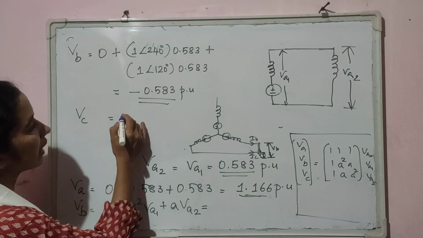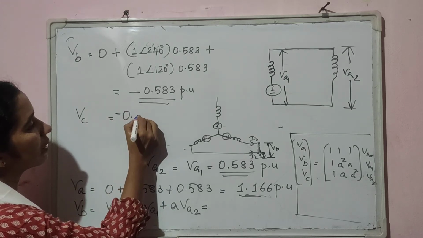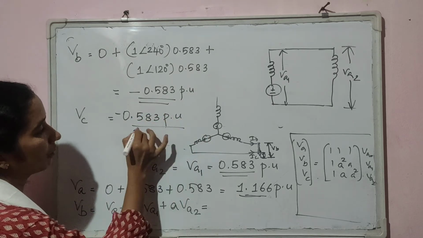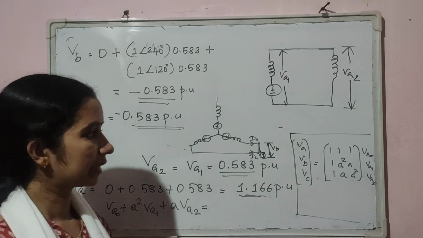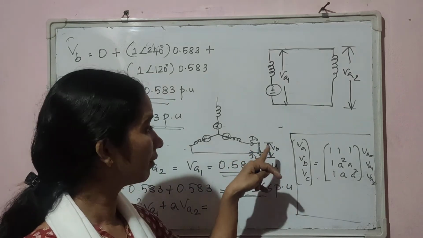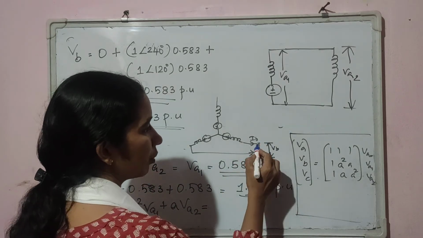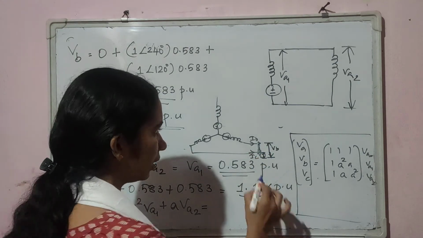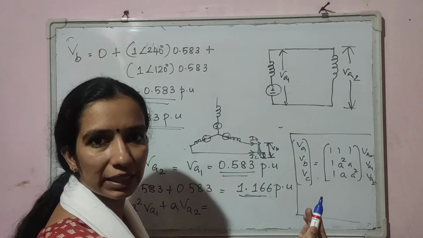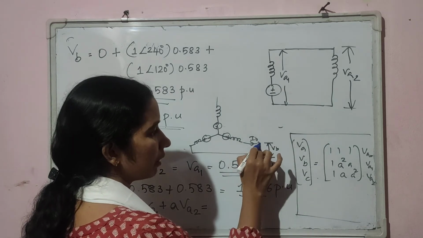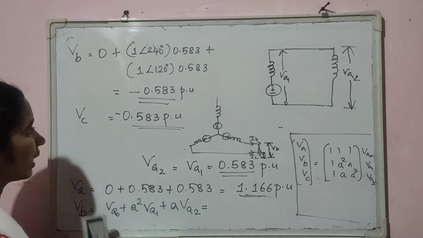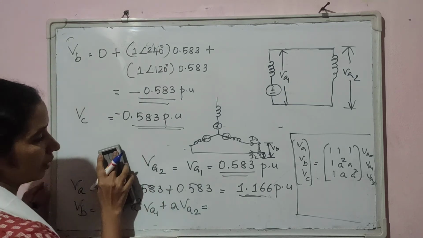So we can directly write VC as 0 minus 0.583 per unit. As there is a direct short circuit here, VB will be equal to VC. Potential at this point is equal to potential at this point. Those 2 points are connected together. So potential of this point VB is equal to potential of this point VC. So we can directly write VC here.